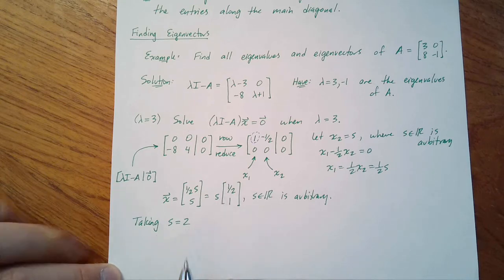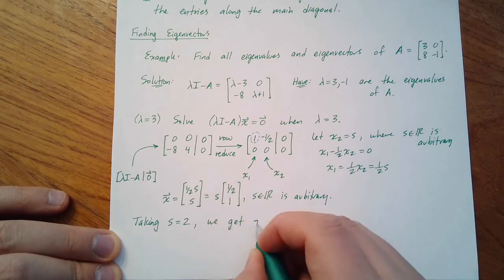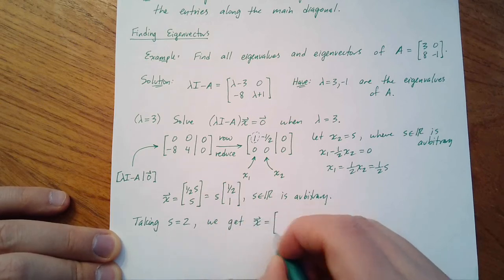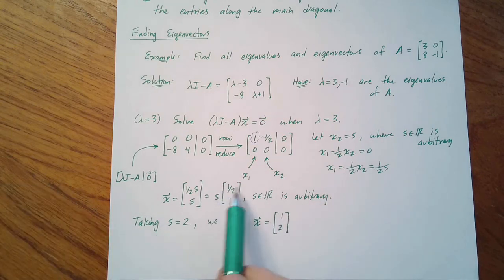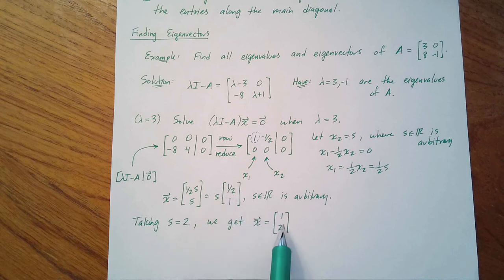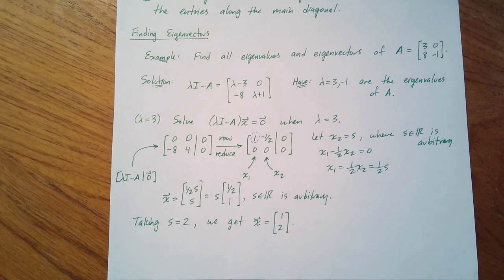So I'm going to take s equal to 2, and then we're going to get x equal to 1, 2, because that's what this evaluates to. If I plug in s equals 2, 2 times 1/2 is 1, and 2 times 1 is 2. So that's the eigenvector I would get. So that's my eigenvector that corresponds to lambda equals 3. And hey, you might have noticed that that's exactly what we got in the first example.